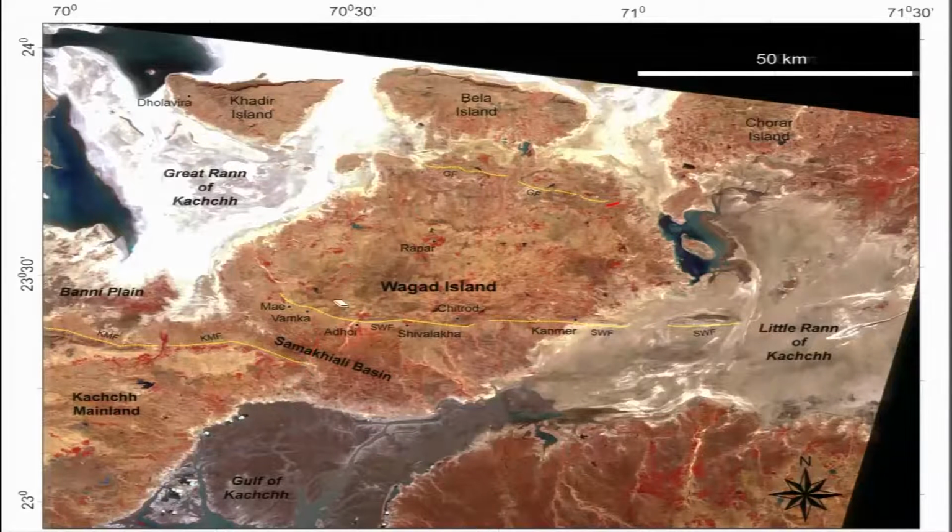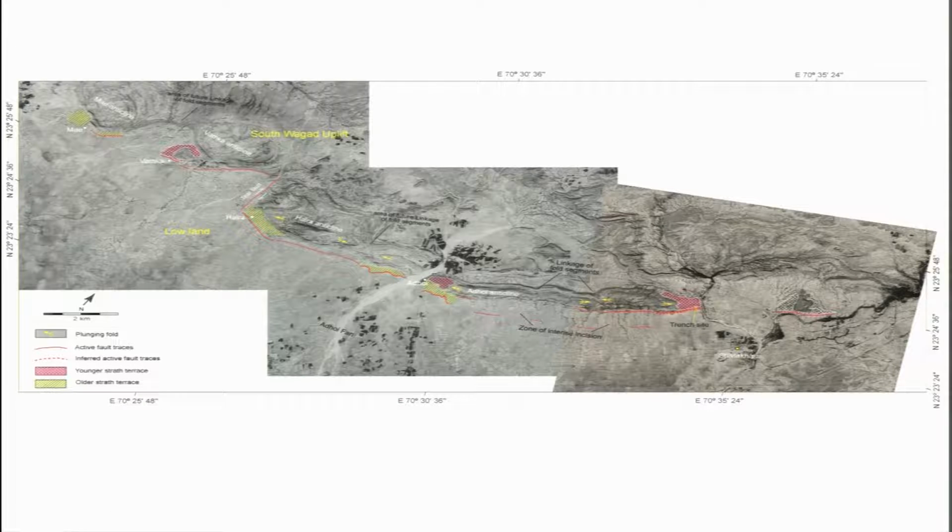Geomorphologically, we have a chain of islands. This is Khadir Island, which hosts the famous Harappan site, Dholavira, and then we have Bela Island, Chorar Island, and then Wagad Island, which is connected with the Kachchh Mainland as part of a small basin known as the Banni or Samakhiyali basin. So, we did detailed study and mapping of the faults and the geomorphic landforms associated with this, and we identified a very prominent site in terms of the active fault scarp, and then dug a trench to look at the paleoearthquake history from this area.